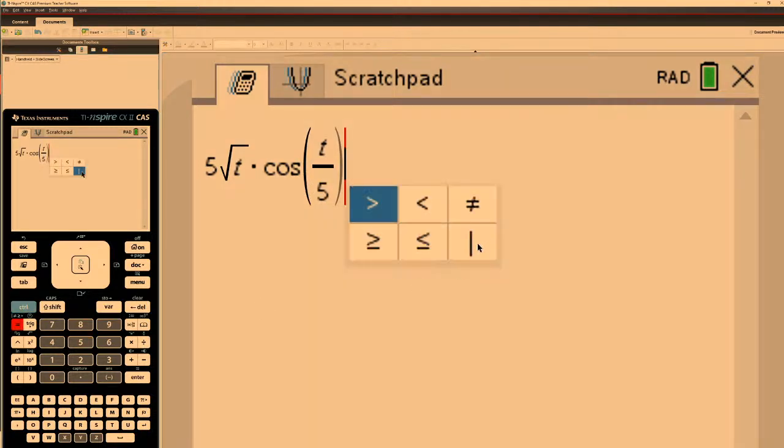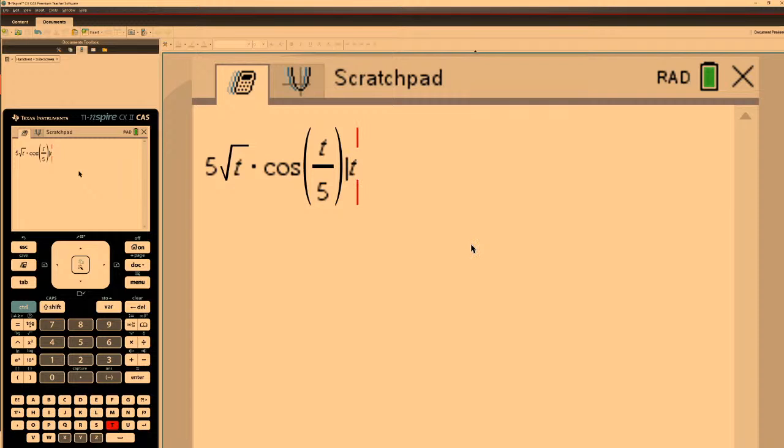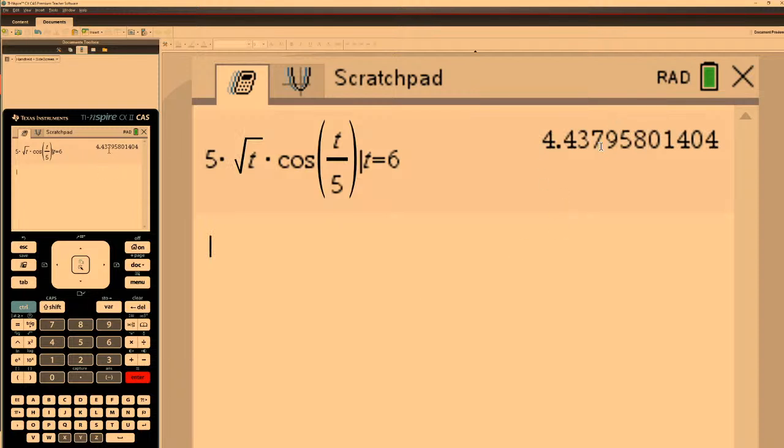Control equals at time equals 6. And we probably want to hit Control Enter to get a decimal. We get 4.4379. I like to go out to at least 4 decimal spots. And we say that's positive, it's greater than 0, so the time is increasing.